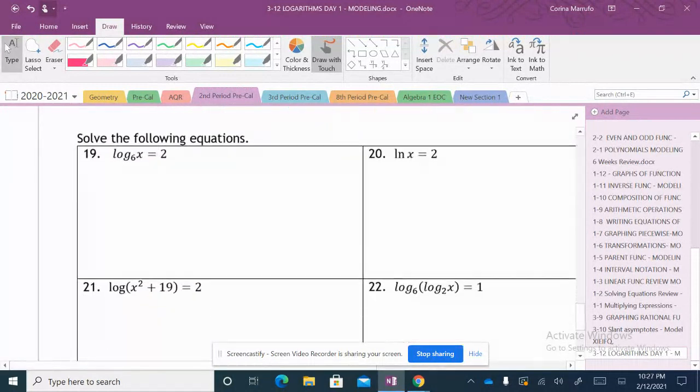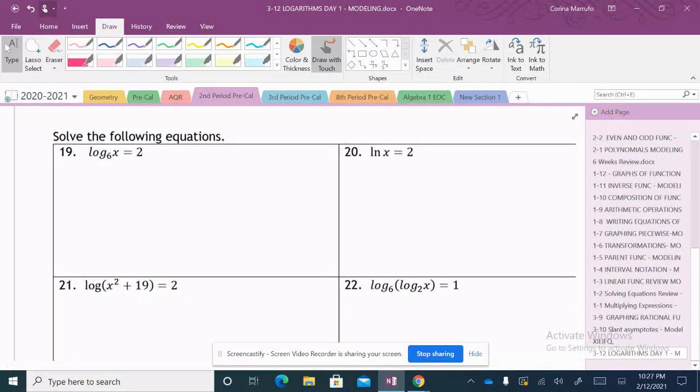Okay. Now they want us to solve the following equation. So we're solving for x this time. So if it's in log form, we need to change it into exponential form and vice versa. So I'm going to go ahead and change it into exponential form. It'll be 6 squared equals x. Well, we know that 6 squared gives us 36, so that means 36 equals x.